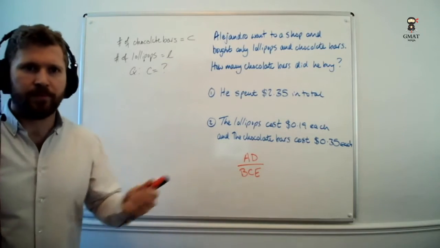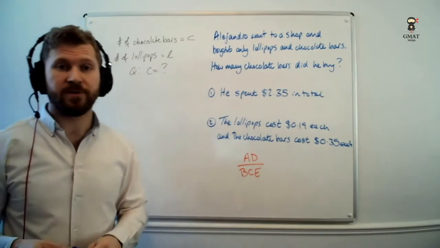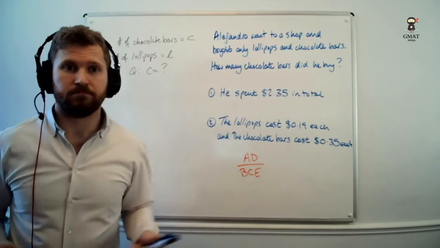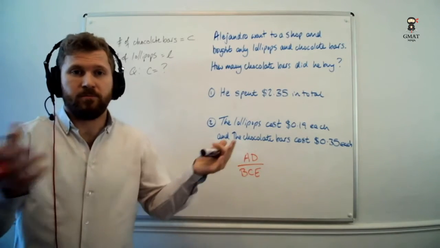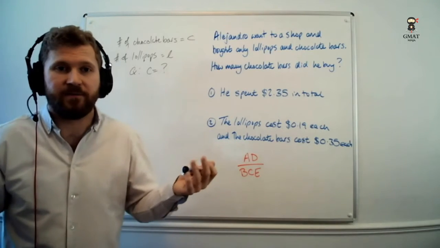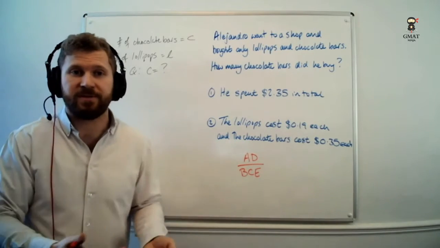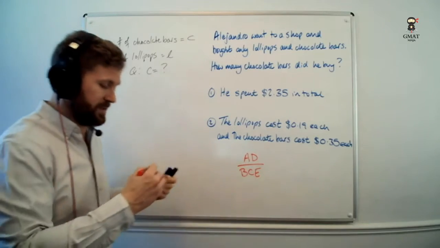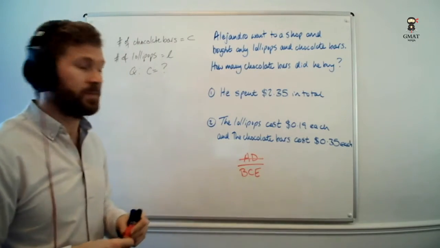Right. Now, number one, we can deal with very quickly. He spent $235 in total. Great. I don't know what the cost of each lollipop was, what chocolate bar it was. I don't know how many of each. I've got very little information other than he bought two things and spent $235. I don't know how much of each one that is. So A and D can go.